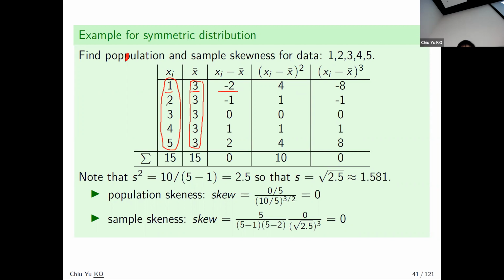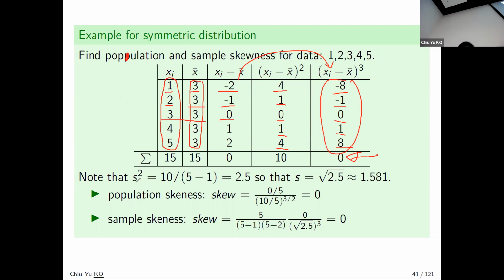You get -2. 2 minus 3 gives you -1. 3 minus 3 is 0, and so on and so forth. And you take the square, which gives you the other column here. If you raise to power 3, you get this one. And add them all up. This is 0. Even without any calculation, you know the skew is 0. Look at the data: 1, 2, 3, 4, 5 is purely symmetric. So as expected, skew is 0.